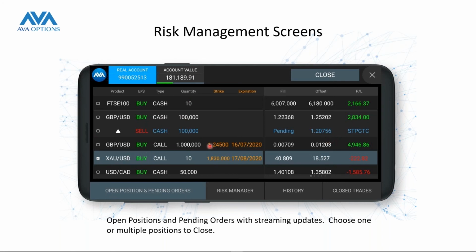And here I bought a call option. Strike is 124.50. And on the right side, we have where I bought this for 70 pips, 0.007. Now it's worth 120 pips. I've got $5,000 of profit. I can swipe this way and get lots more information about our positions.